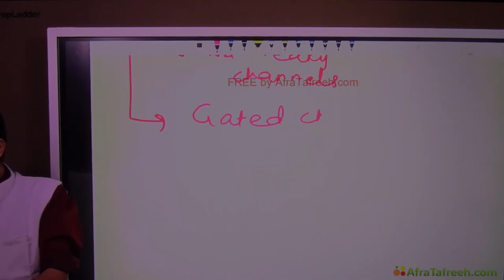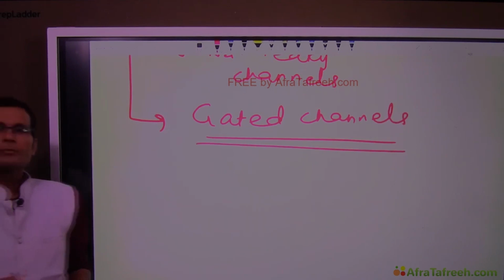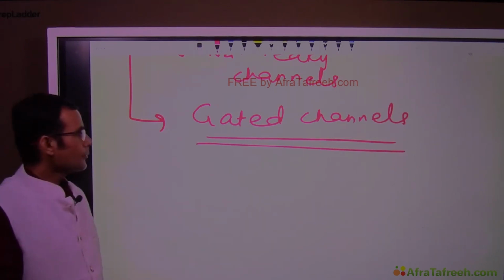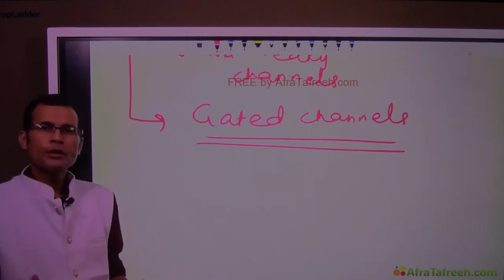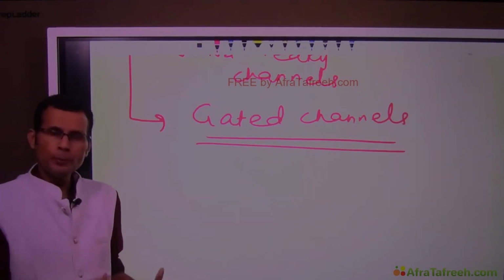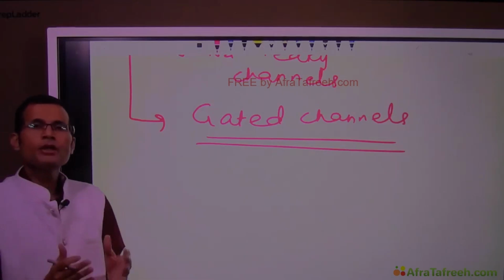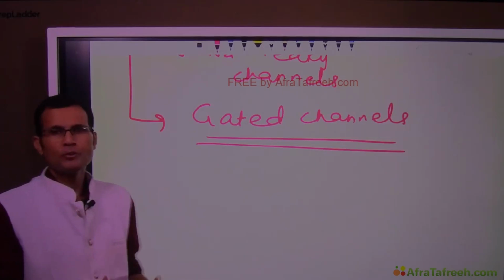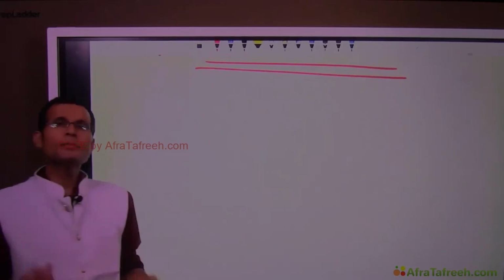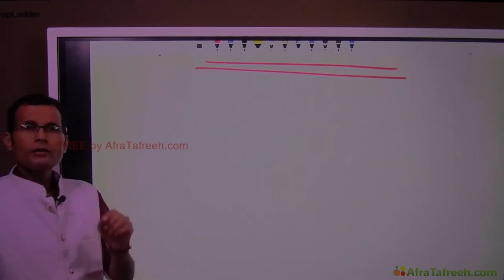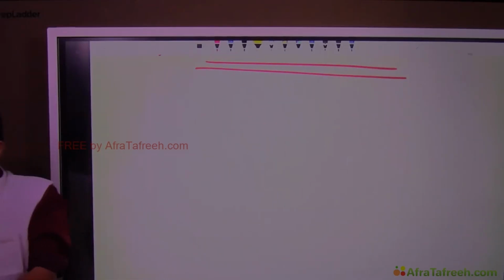Well, the other type of channels, gated channels, means they have got gates, and those gates open or close. Only when the gates are opened, the movement of that particular ion is possible. So that's the gated channels. Now, based on the gating behavior, there are different types of gated channels. Let's see those gated channels.